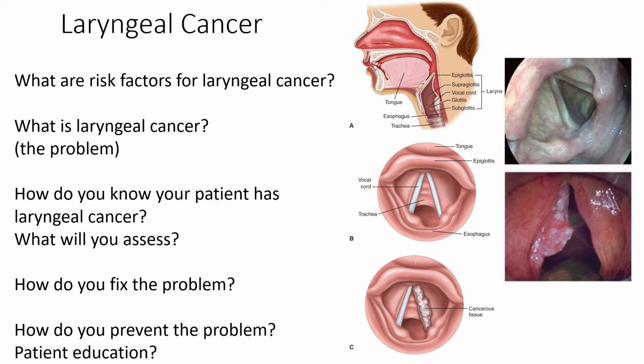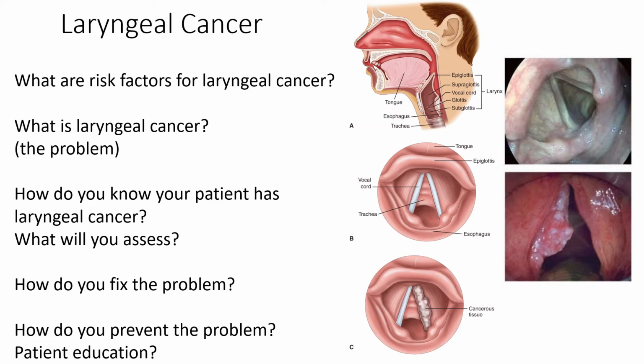On this picture to the right, you can see a normal larynx, and then you can see one that has, what's it called? A tumor. You can see the tumor on the left side here on the right, in that far right picture.